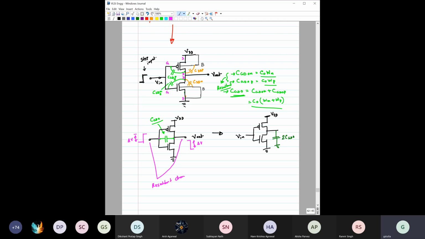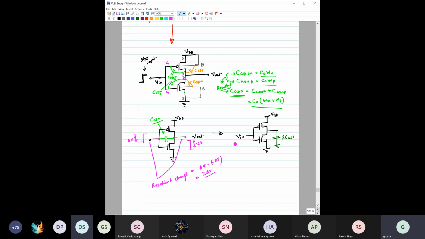What is the resultant change? It is delta V minus of minus delta V, so it is basically 2 delta V, right? So from that, we are doing this type of Miller capacitance analysis. Because this type of capacitance, where both terminals are connected between input and output, is a bit difficult for us to calculate by hand.